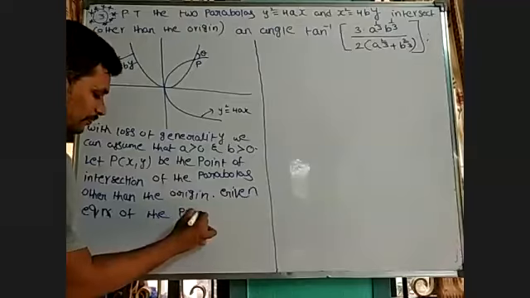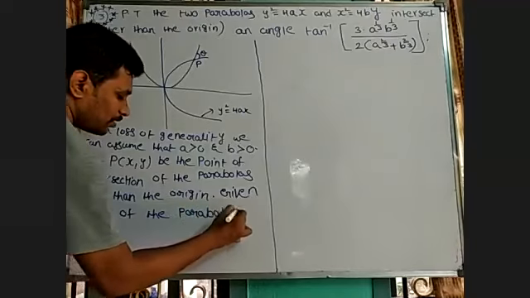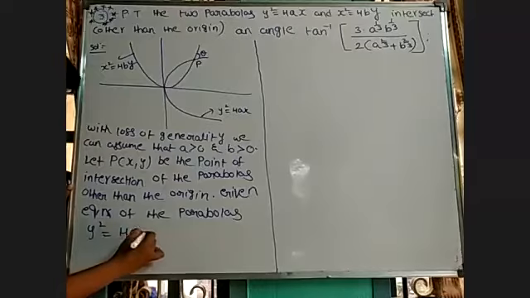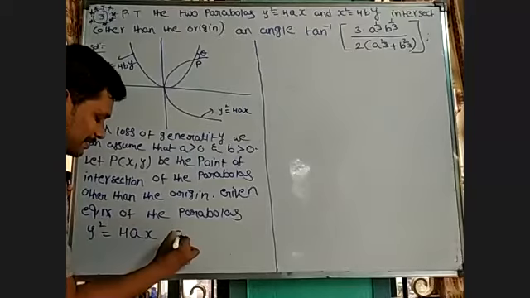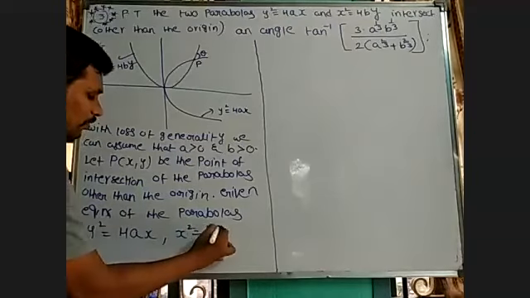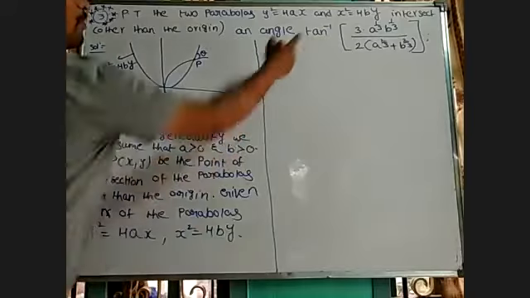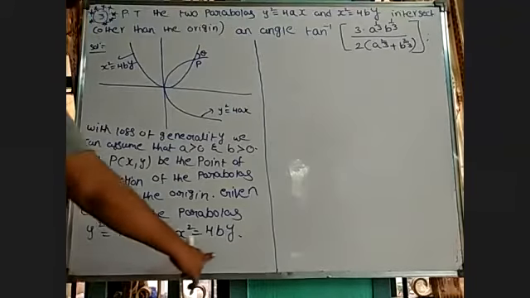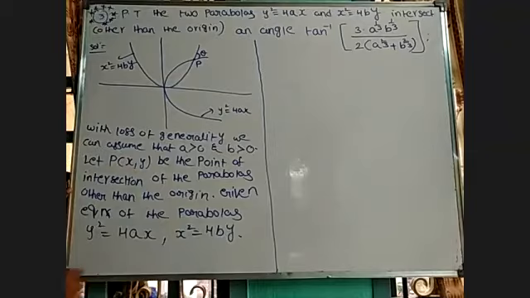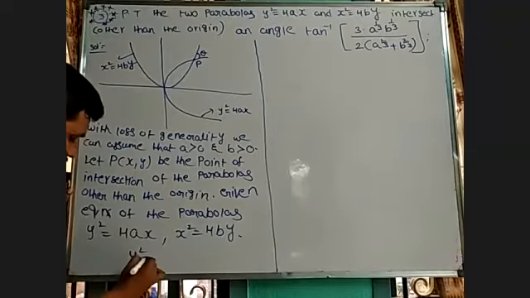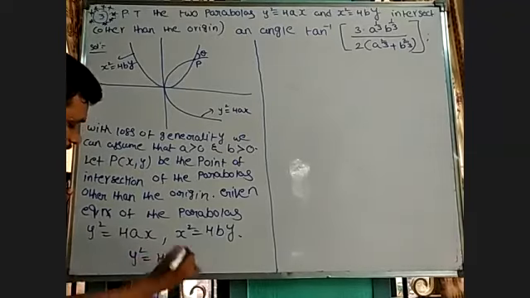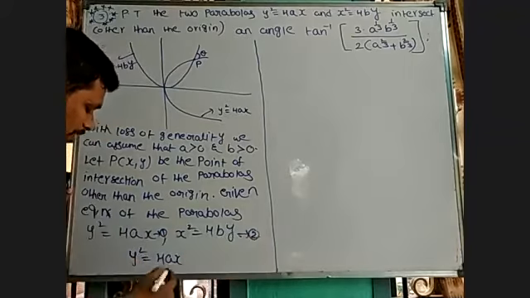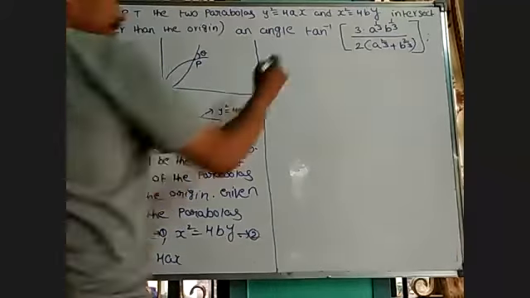What do they have? y square is equal to 4ax, next, x square is equal to 4by, they give. Okay, y square is equal to 4ax, x square is equal to 4ay. Next, y square is equal to 4ax we are taking as 1, and this we are taking as 2.